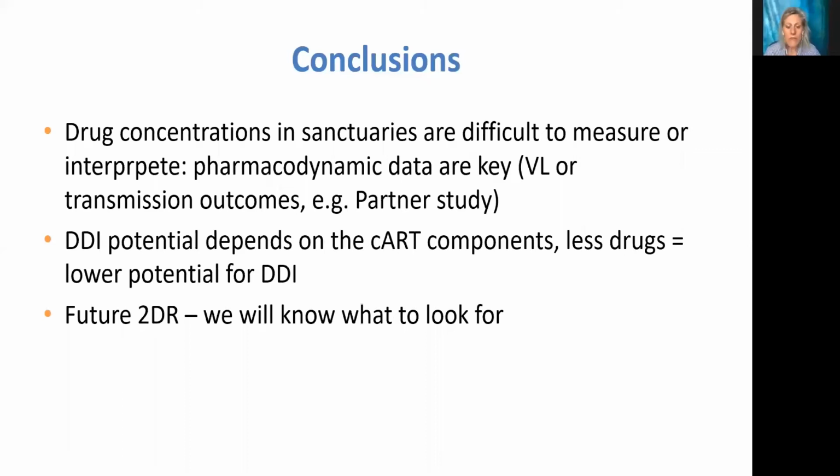Drug-drug interactions potential depends on the antiretroviral combination components, so fewer drugs have a lower potential for drug-drug interactions, especially if these drugs are characterized by a low potential for drug-drug interactions. And I think we're learning a lot about two drug regimens, and we now know what to look for in the context of the sanctuary sites and drug-drug interactions. Thank you very much for your attention.